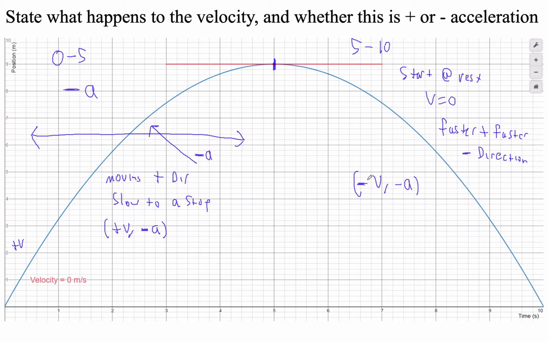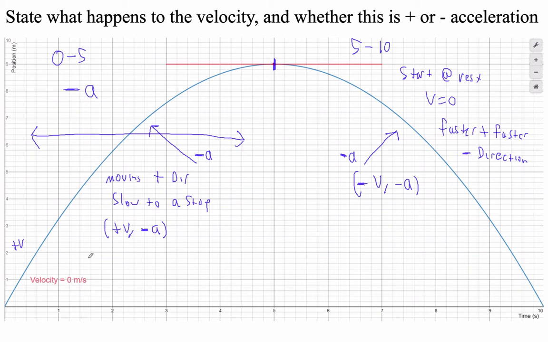Okay, so we know that since we're moving in the negative direction and we're going faster and faster, it must be a negative acceleration. Okay, it's also, by the way, concave from the downside, from below, right? So this is negative acceleration due to its concavity.